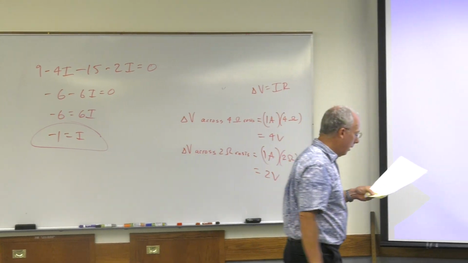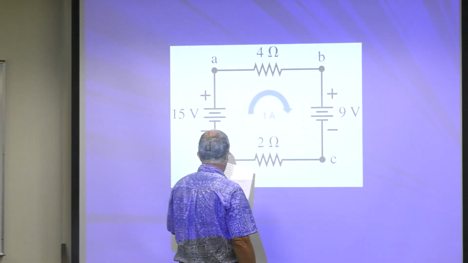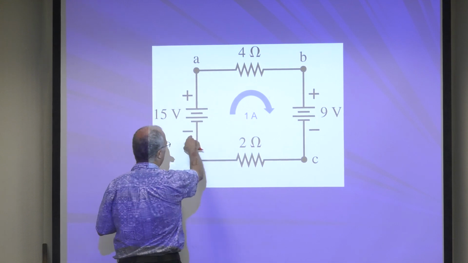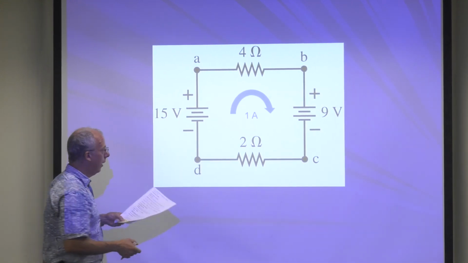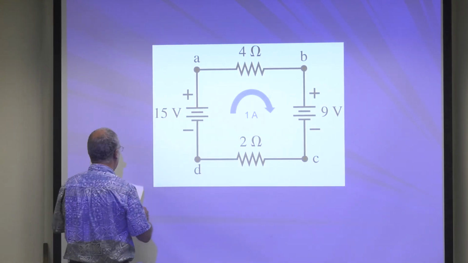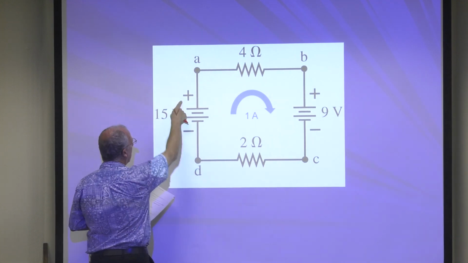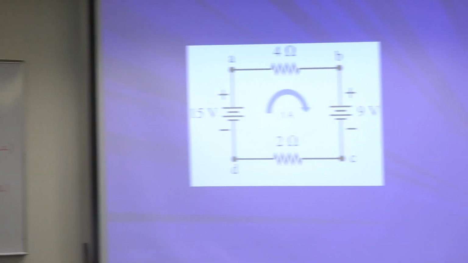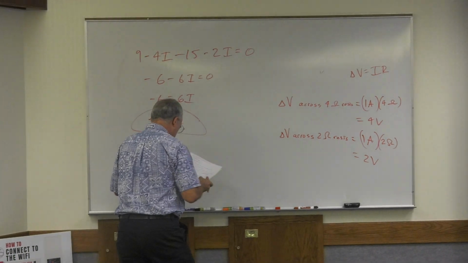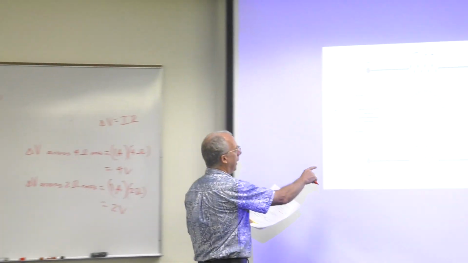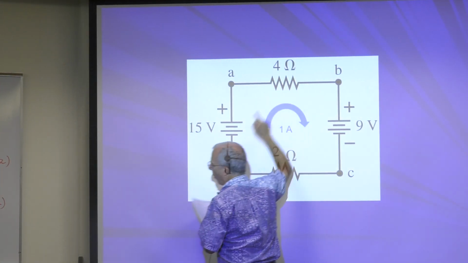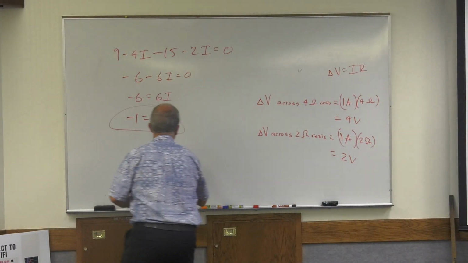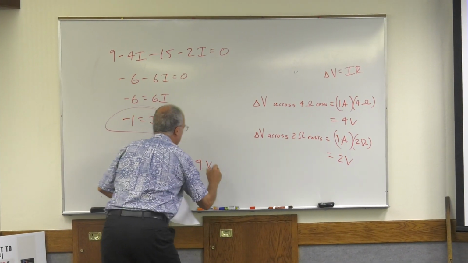Okay, so let's start here, because remember, delta V is supposed to be 0. Let's see if it works. So from here to here, you gain 15. So 15. And then here, you lost 4. Here, I'll put the volts. So minus 4 volts.